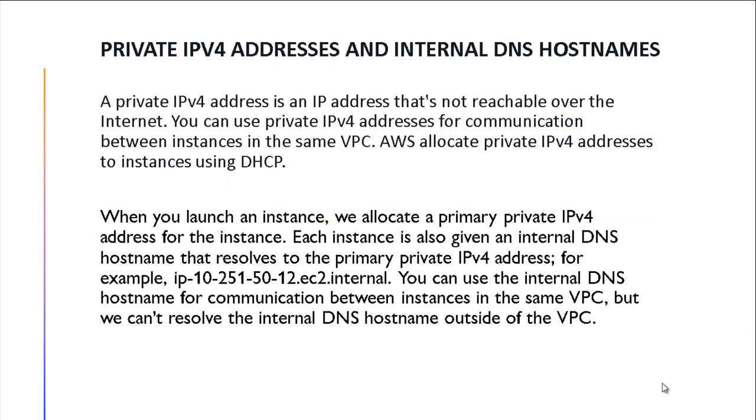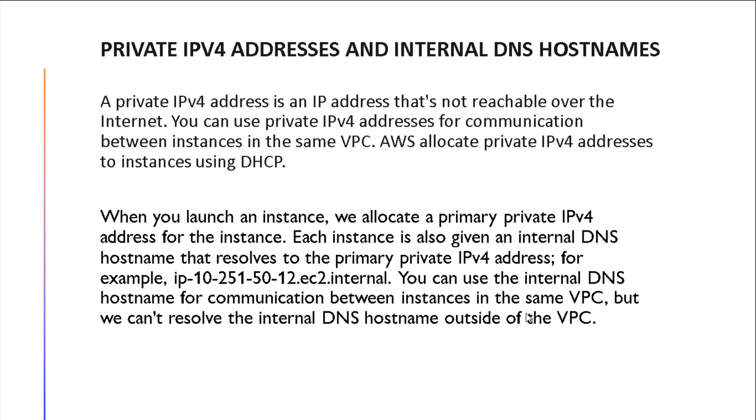First, the private IP address and the internal DNS hostnames. A private IP address is an IP address that's not reachable over the internet. We cannot access this private IP address over the internet. It is only for users in our LAN. You can use private IPv4 addresses for communications between instances in the same VPC. AWS allocates private IP addresses to instances using DHCP, Dynamic Host Configuration Protocol.